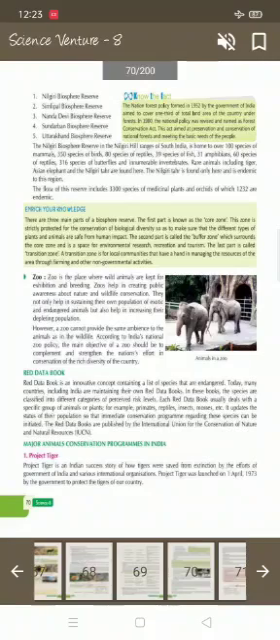Red Data Book. Red Data Book is an innovative concept containing a list of species that are endangered. Today, many countries, including India, are maintaining their own red data books. In these books, the species are classified into different categories of perceived risk levels. Each red data book usually deals with a specific group of animals or plants. For example, primates, reptiles, insects, mosses, etc.